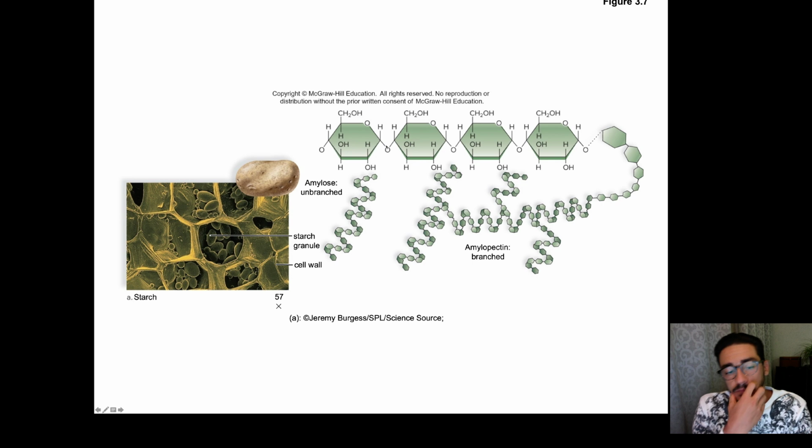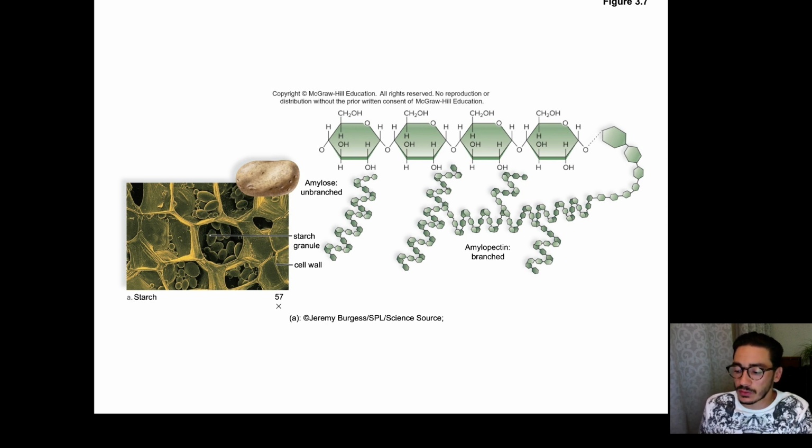And where you can find starch? Starch you can find in most vegetables, and some vegetables are very high in starch. For example, potato, sweet potato, carrots, pumpkin. Those are loaded with starch, and starch is very helpful for you.